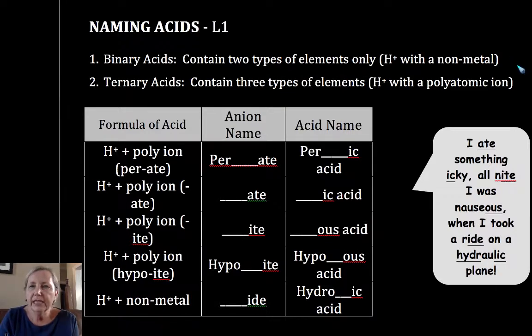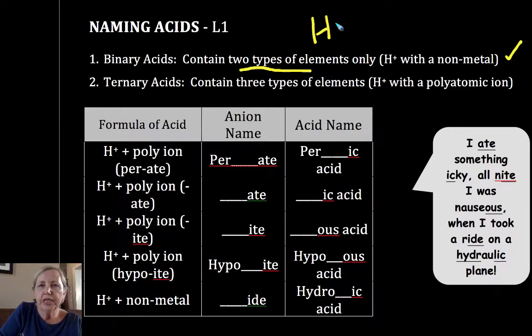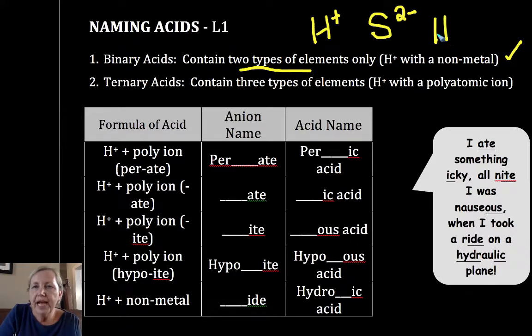Now, we can talk about acids in two broad classes. One is a binary acid, and that contains two types of elements. It's just a hydrogen ion with a nonmetal anion, such as sulfur or sulfide. So that binary acid would be H2S. And then we have ternary acids. That's H plus with one of our polyatomic ions.